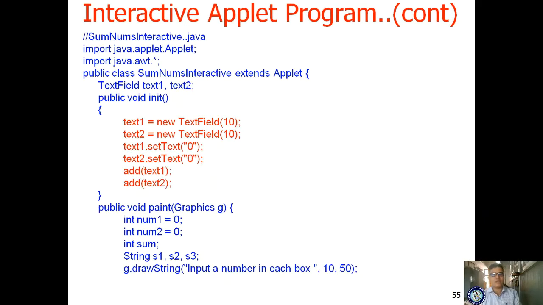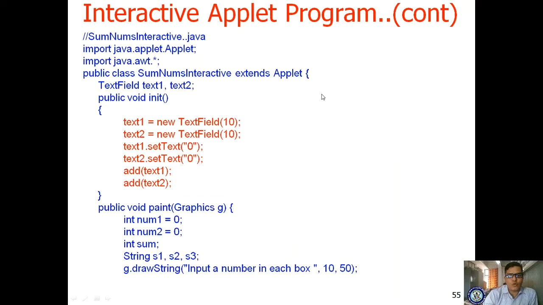And let us see here the interactive program: sum of two numbers. Let us try this. Import java.applet.Applet. This package is compulsory. Import java.awt.*. This package is also compulsory. Next you are writing the class. The class is declared as public, and the name of the class is SumNumsInteractive extends Applet.